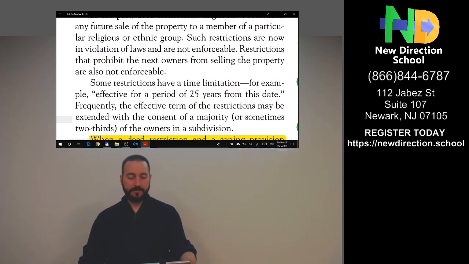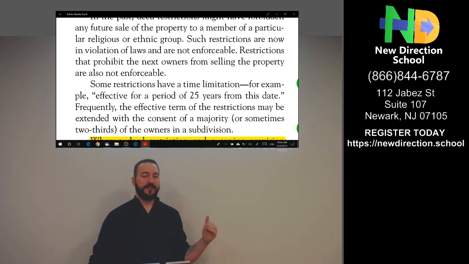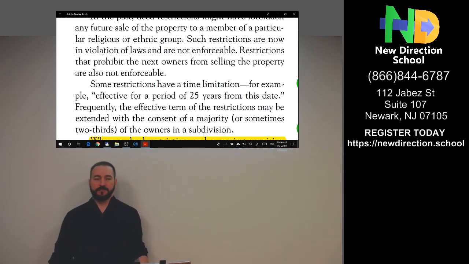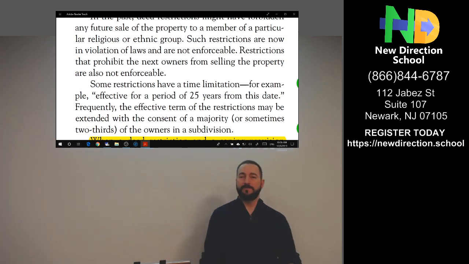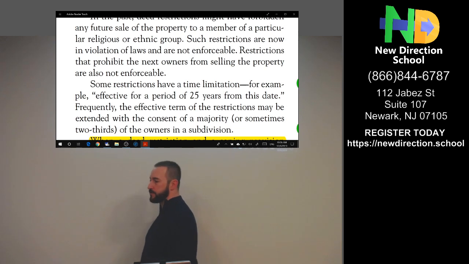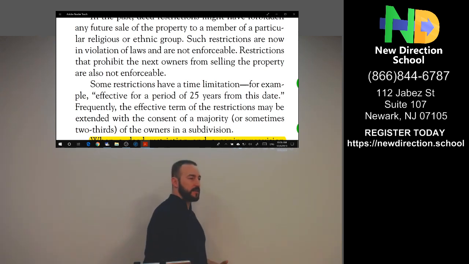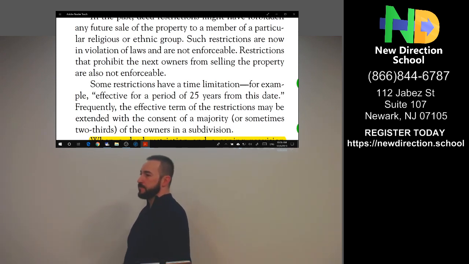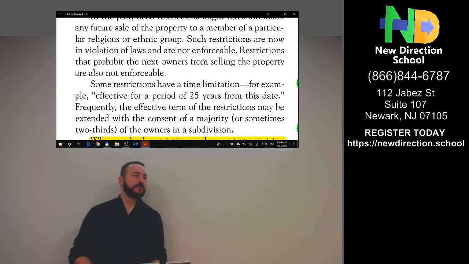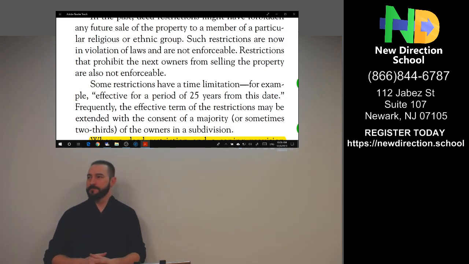Some restrictions have a time limitation, so it could be for 25 years, for instance. And frequently, the effective term of restrictions may be extended with the consent of a majority or sometimes of 2/3 of the owners in the subdivision. So to make it simple, if you want to make a change to what currently exists where you live, you have to have at least 2/3 of the people in the same subdivision vote for that change. In this case, extension of the term. Got it?